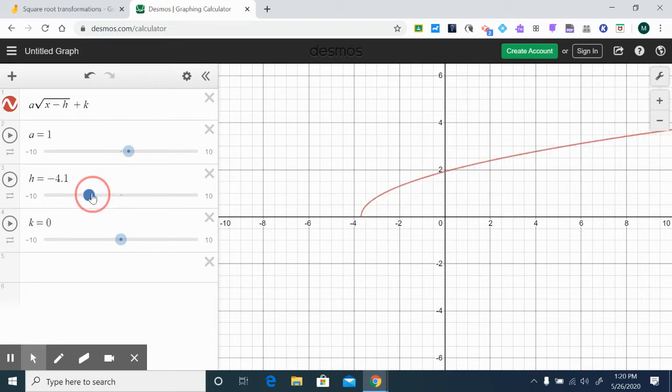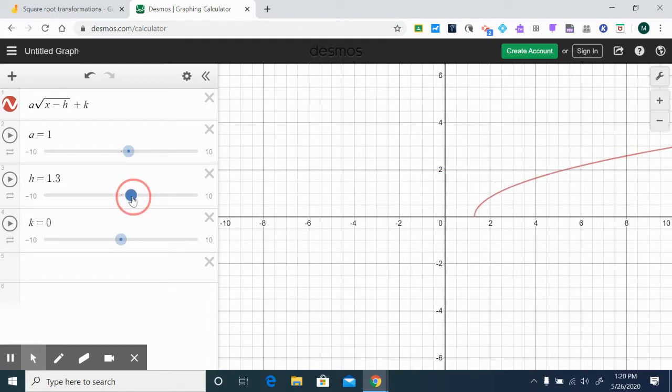When I have a negative 4.1, that changes. If I were to substitute in a negative 4.1 for h, I end up with an x minus a negative, which changes it to an x plus. So when I have an x plus h, that means my graph goes to the left. And k, make it positive, it goes up. When I make it negative, it goes down. That one does what we think it should do.